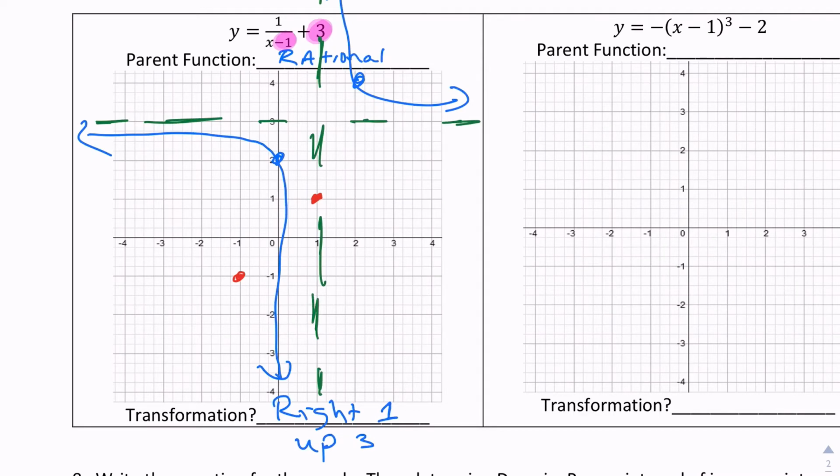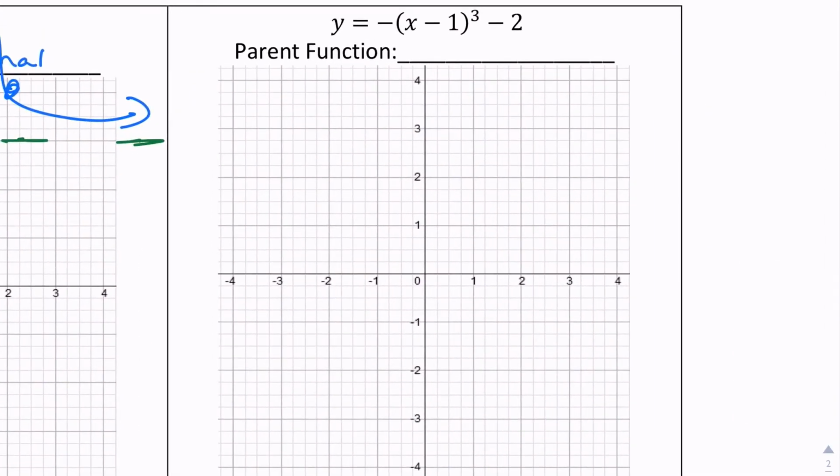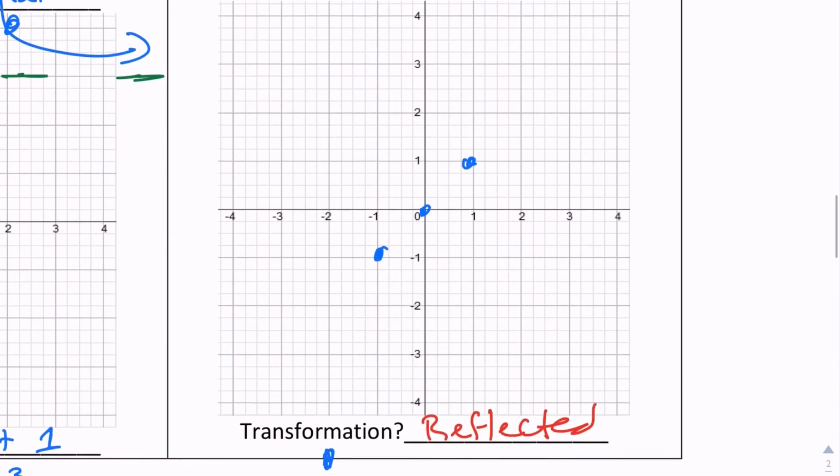Okay. And finally, we have this cubic graph. Key points for a cubic are 0, 0, 1, 1, -1, -1. And then at 2, we're up here at 8, and at -2, we're down here at -8. All right. Transformations. So we have been reflected, and then we've been moved to the right 1 and down 2. Right 1, down 2.